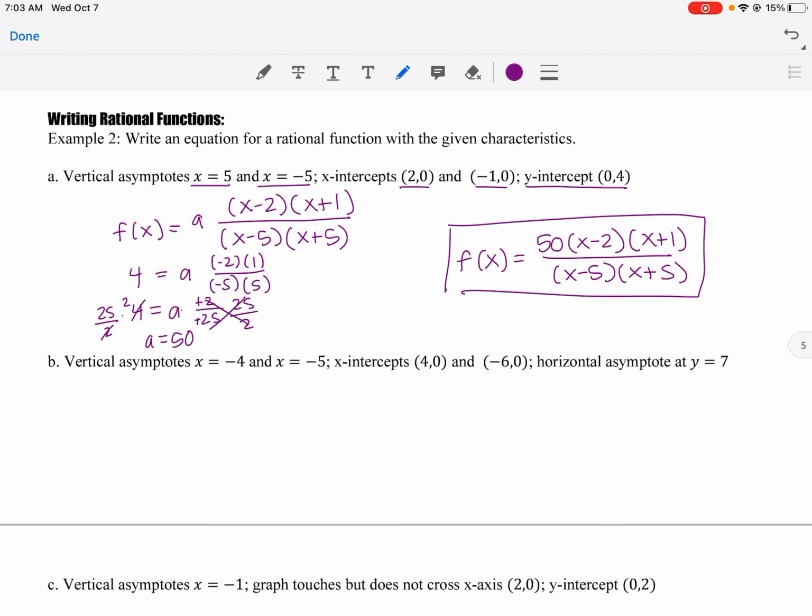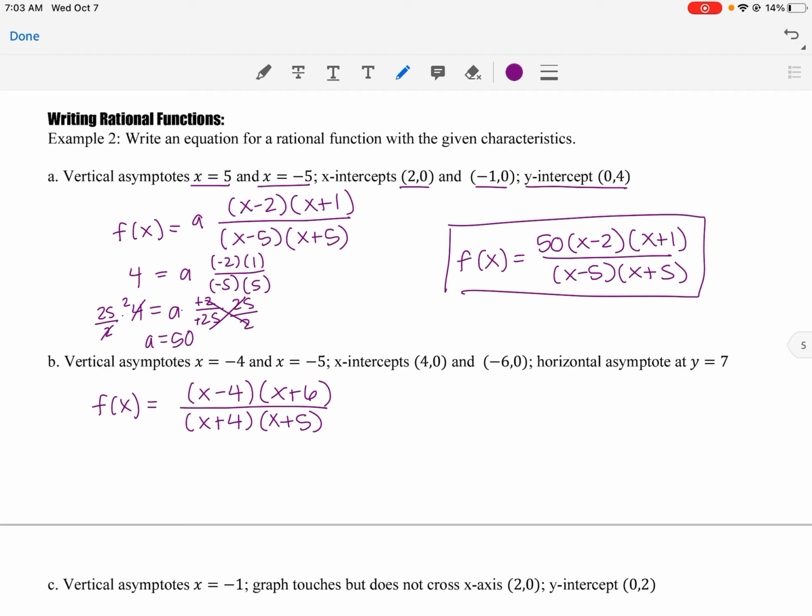Okay, vertical asymptotes. Once again, think about, okay, is that the numerator or denominator? In this case, it's the denominator, so we're going to have x plus 4 and x plus 5 as our two factors. Our x-intercepts are 4 and a negative 6, so x minus 4 and x plus 6.